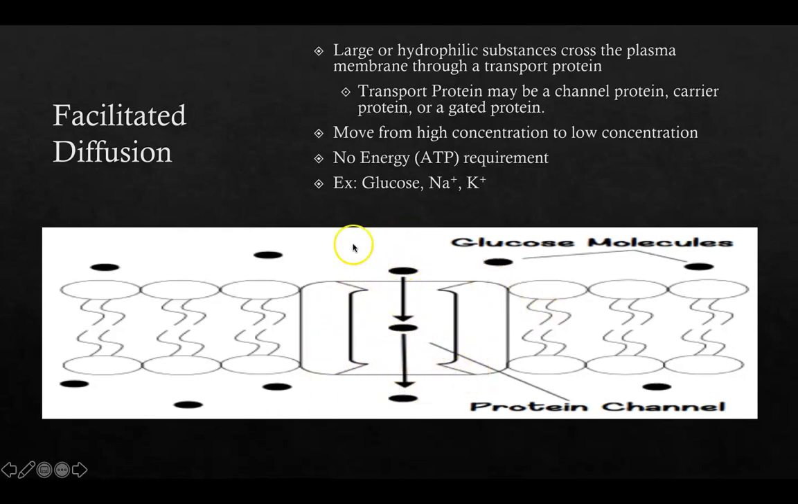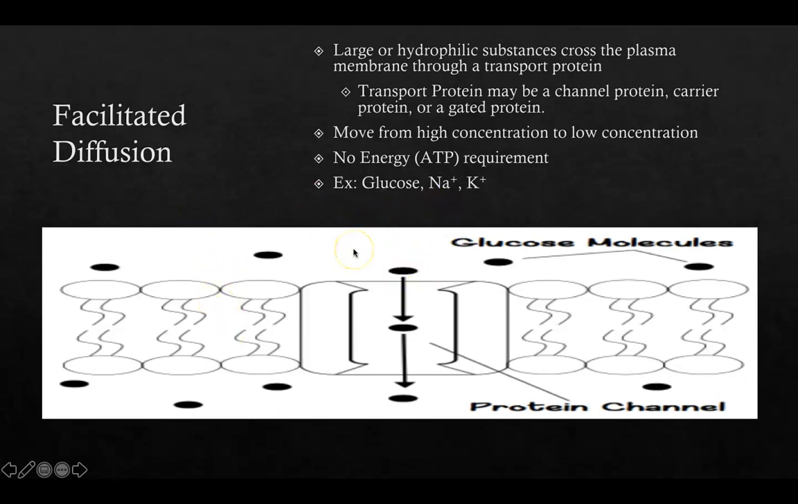Now, transport proteins will allow things that are large or hydrophilic, or as we say, large and charged. And remember, the two types of charged substances would be our ions or our polar substances. So anything that's large or charged would have to go through a transport protein from an area of high concentration to low concentration in passive transport. An example of that would be glucose molecules, which are C6H12O6.